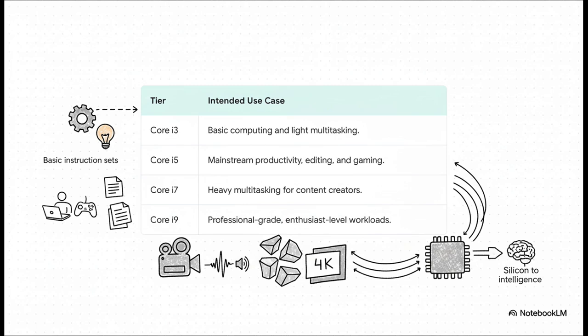Now, when you look at a table like this, it's easy to just see a shopping list. But it's so much more than that. This is really a map of design intent. A Core i3 is literally engineered to handle basic tasks efficiently. A Core i9, on the other hand, is a beast. It's built from the ground up for incredibly complex, parallel jobs like 3D rendering or editing huge 4K video files. The hardware itself is specialized for the kind of problems we want to solve.